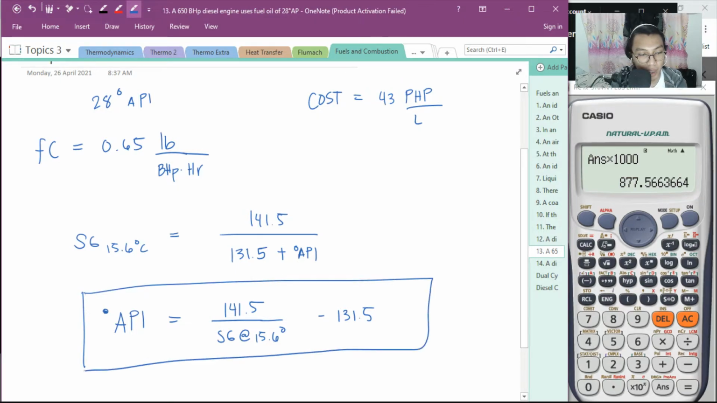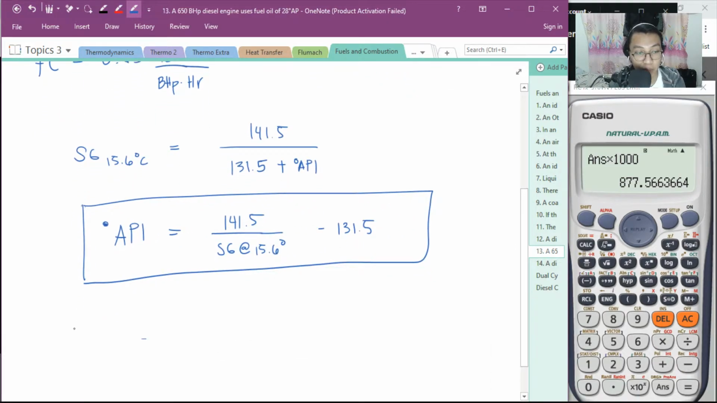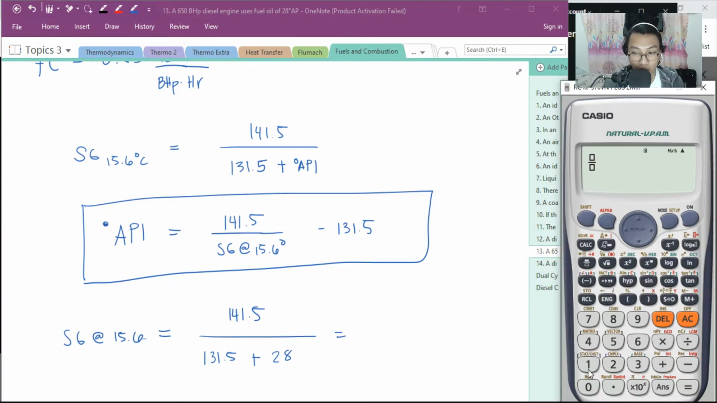Pero hindi naman degree API ang hinahanap mo dyan. Yung kanyang standard specific gravity at 15.6 degrees Celsius. SG at 15.6 equal to 141.5 divided by 131.5 plus yung degree API na binigay sa'yo dyan. I think that is 28. So we can now solve for SG at 15.6. Wag ka muna mag-round off, okay? Nag-round off lang ako kanina kasi masyado mahaba. 131.5 plus 28.